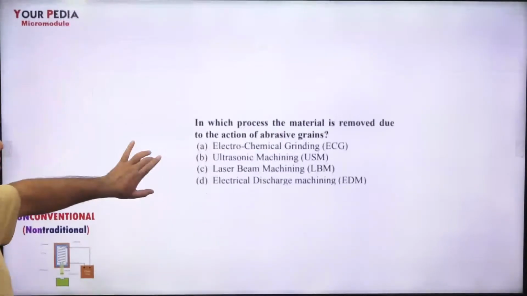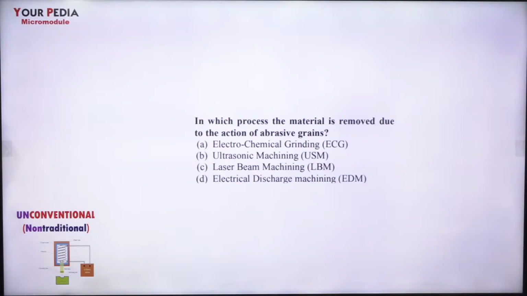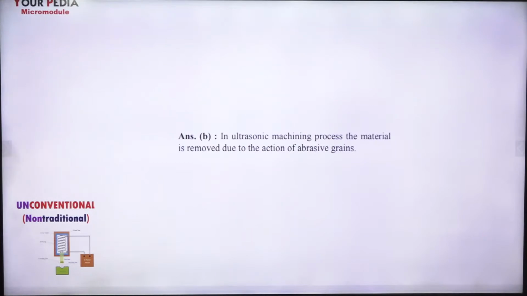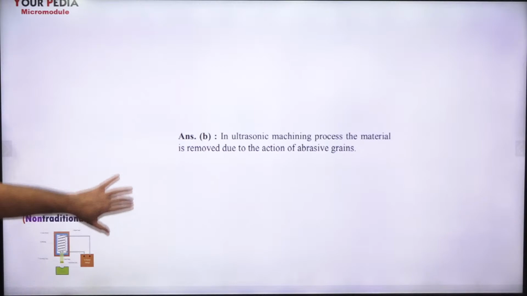Right, let's go for the next question. Abrasive grains are used in which of the following processes? Electrochemical grinding, ultrasonic machining, laser beam machining, or electric discharge machining? The answer is B. Electrochemical grinding does not use abrasives in the same way, it is an electrochemical process. Grinding means finishing is also done.